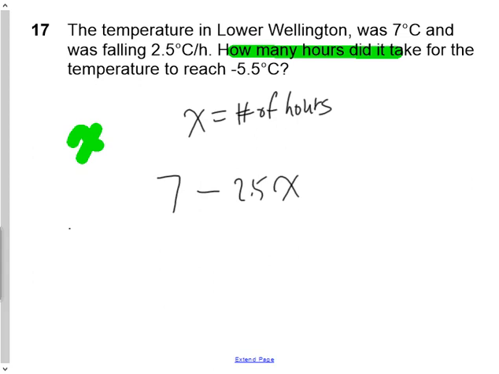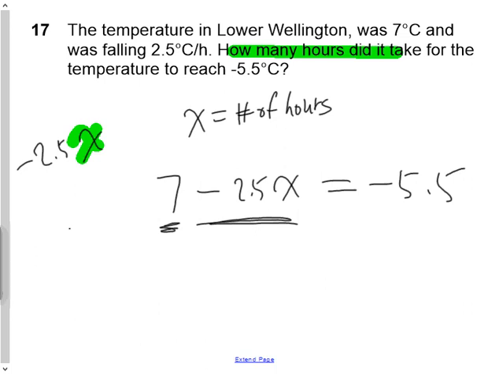So if X equals the number of hours, then if I multiply that by negative 2.5, in 1 hour it would drop 2.5. In 2 hours, it would drop 5. So I'm going to treat that as negative 2.5x. And at the end of this whole dropping period, the temperature finished at negative 5.5. So it started at 7, and it dropped 2.5 degrees multiplied by the number of hours.